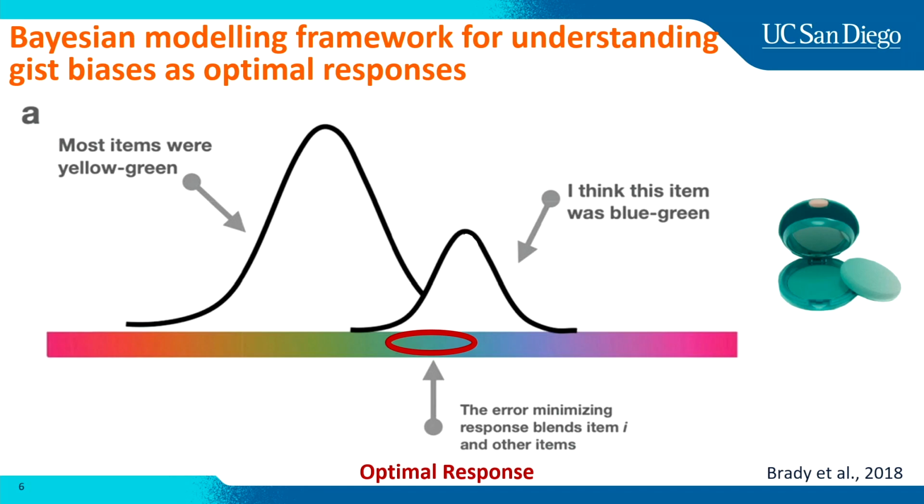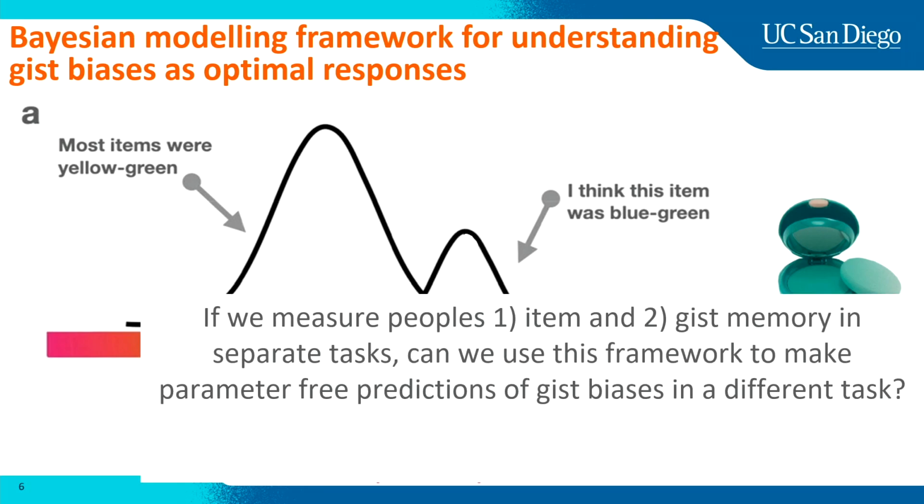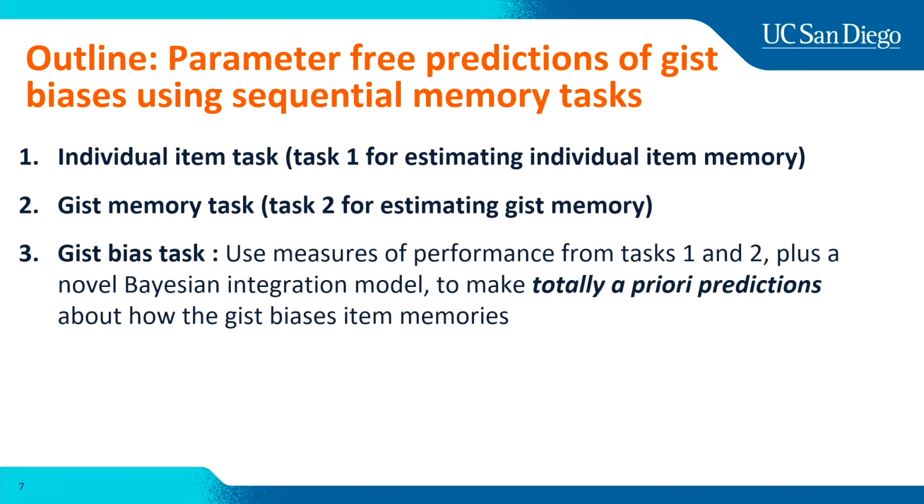From this Bayesian framework, this type of integration reflects the adaptive nature of our memory systems in order to improve accuracy in the long run. So that's the broader computational framework we have. Now the question is, if we measure people's memory for individual items and gist in separate tasks, can we use those measures and this framework to make parameter-free predictions of people's performance in a different gist task? The first task estimates individual item memory, the second task estimates gist memory, and the third task is where we predict how gist biases item memory by using task 1 and task 2 measures, plus a novel Bayesian integration model.